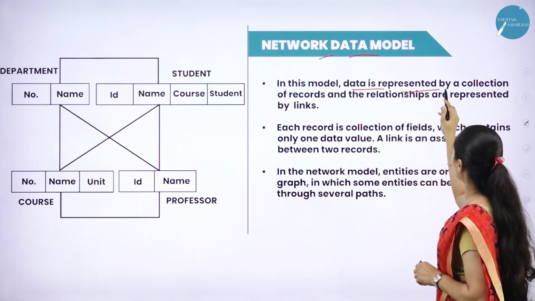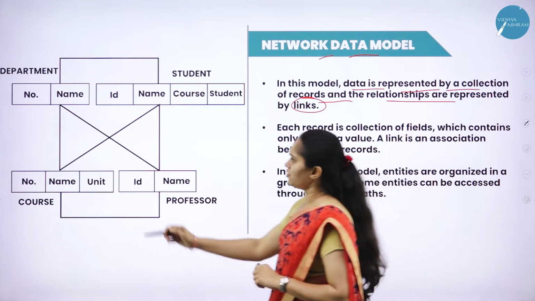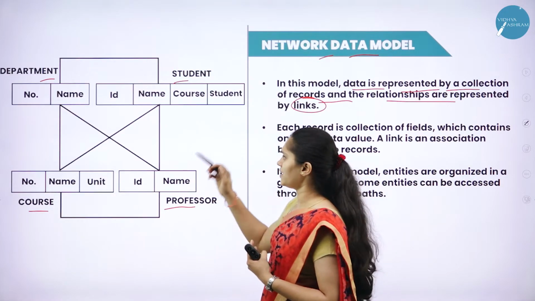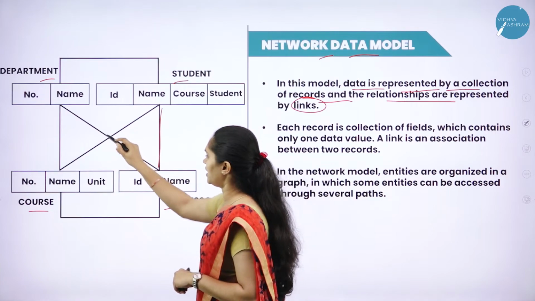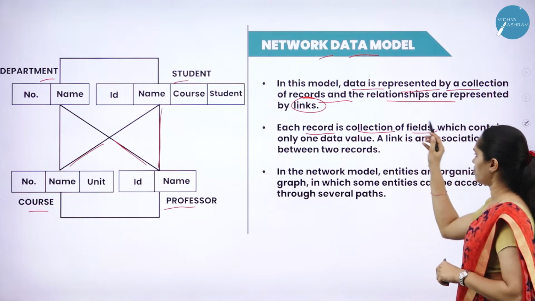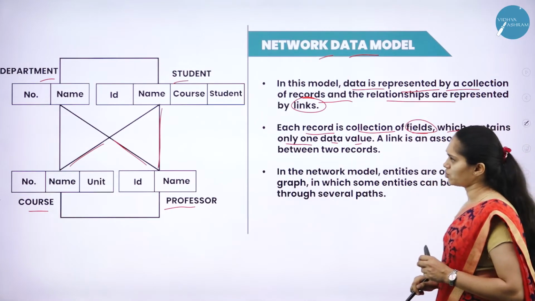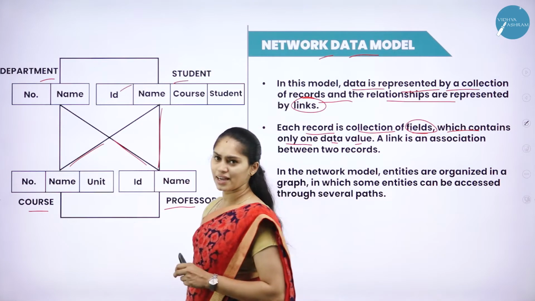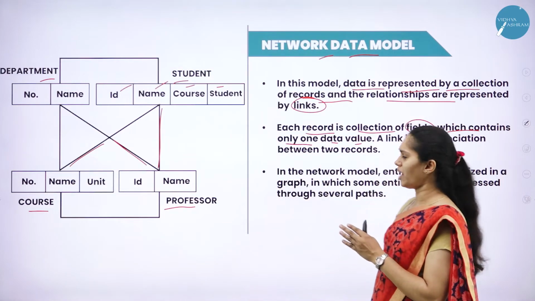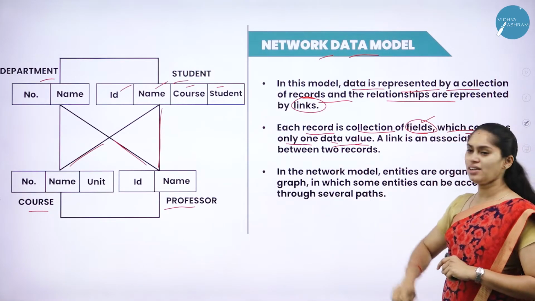In this model, data is represented by a collection of records and the relationships are represented by links. Here also we have different entities called student, department, course as well as professor. If I want a link between one entity and another entity, there also we are going to use links. So this is the network data model, and here each record is a collection of fields, each of which contains only one data value. For example, ID is one field, name is one field, course is one field, student is one field.